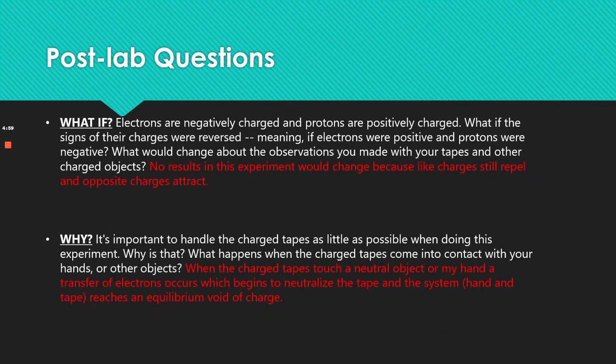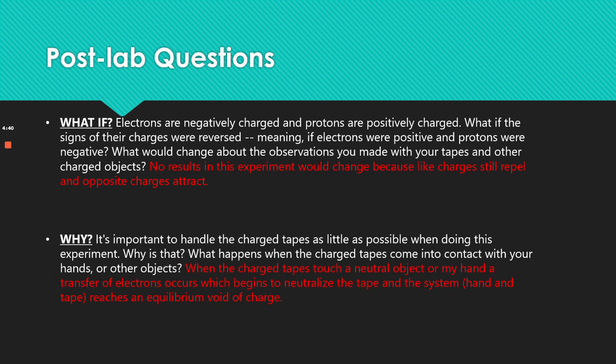So, what if electrons were positive and protons were negative? Well, within this experiment, nothing would change. Like charges still repel and opposite charges still attract, so the numerical answers would be the same excluding a sign change. In addition, we are mainly analyzing magnitude, so sign is not important.